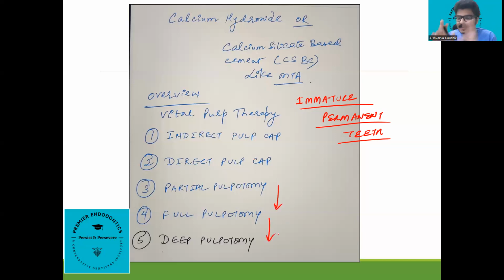Now the question is, we've done this, the case selection is fine, we've determined and documented, and we've done the procedure. We are bang on with the procedure that we want to do. Now the question is, what should be the wound dressing material? Whether it should be the traditional calcium hydroxide or the newer calcium silicate based cement like MTA.